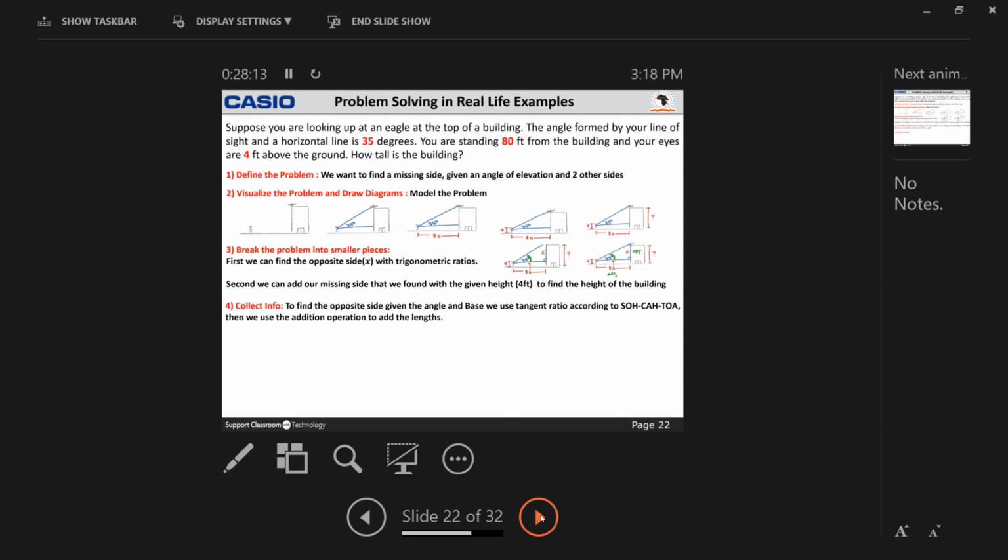A fourth step is to collect info. Here we're talking about collecting info about trigonometry and trigonometric ratios, to be specific in this example. Of course, this is applied in any question and depends on it. And the last step is to solve the problem. And that is how it looks.